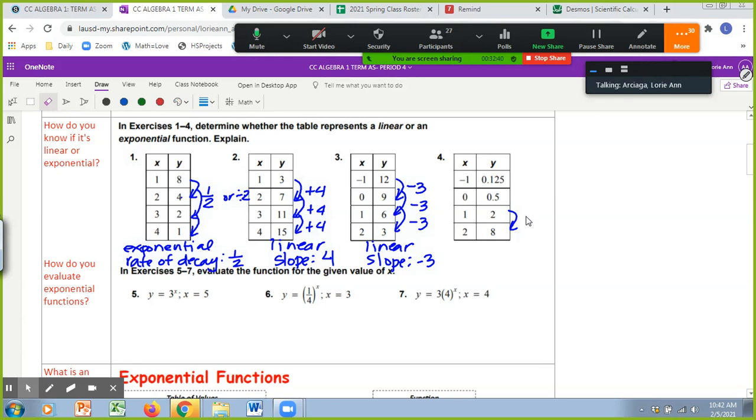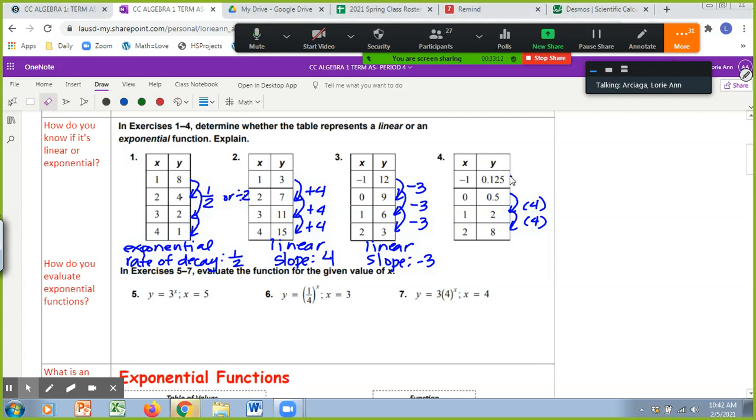Times 4. Very good. So now let's see if that works for the others, William. Help me with this. If you times 0.5 by 4, will you get 2? Think of that in terms of money. If you have 50 cents, you times that by 4, would you have $2? What do you think? So did it work? Yes or no? Okay, cool.